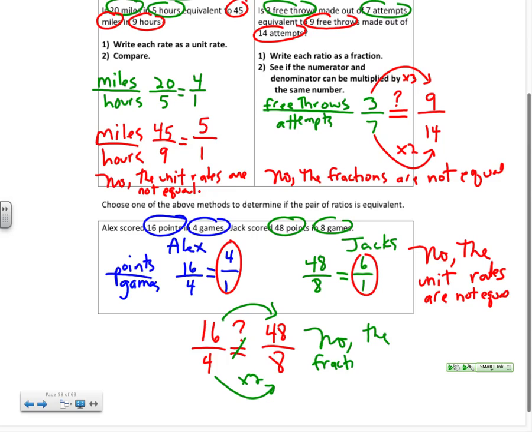So you choose the way that works best for you and come back with questions if you have any.